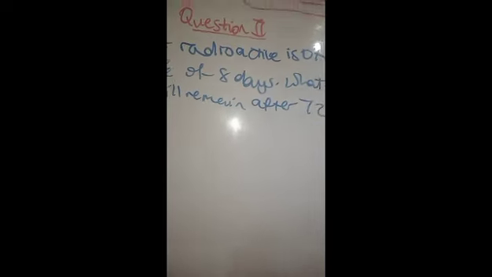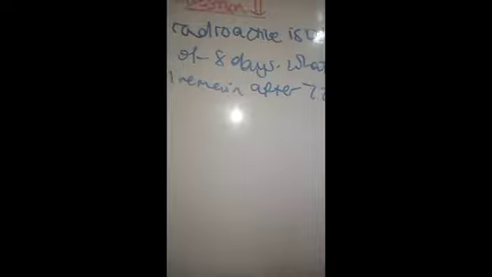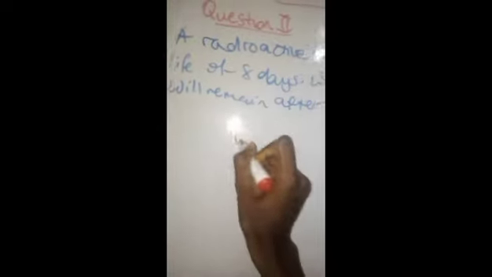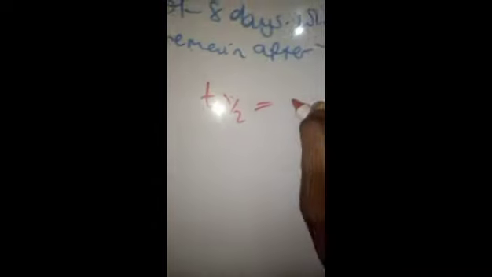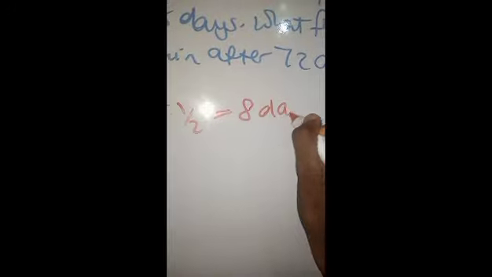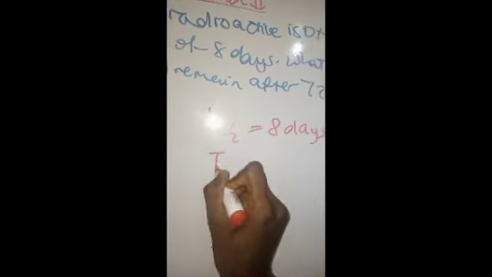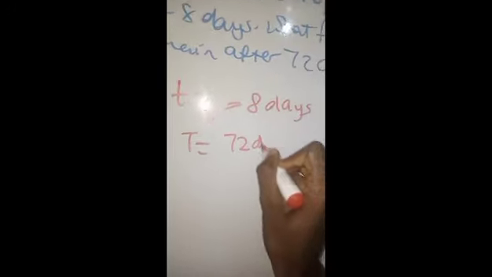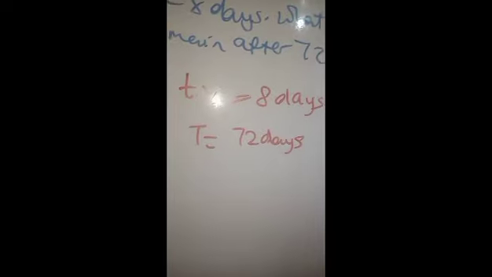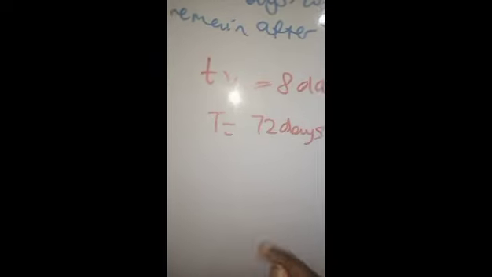So this is how to tackle this type of question. Half-life of 8 days. After 72 days, that's your total time. That's your period. Yeah, 72 days. Now let me just make an important sketch on radioactivity generally.